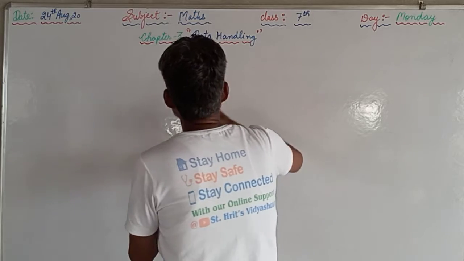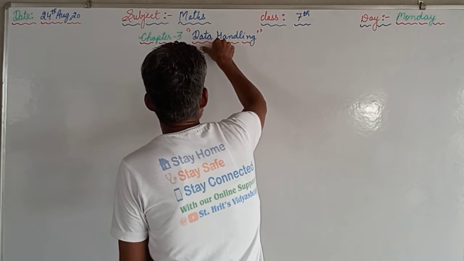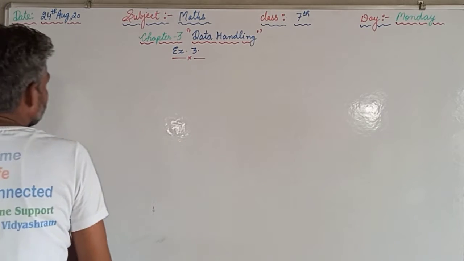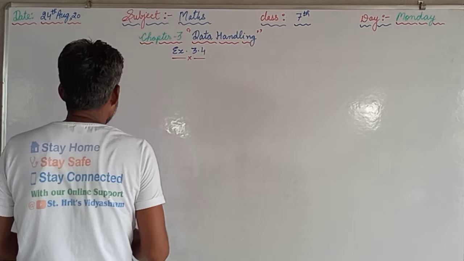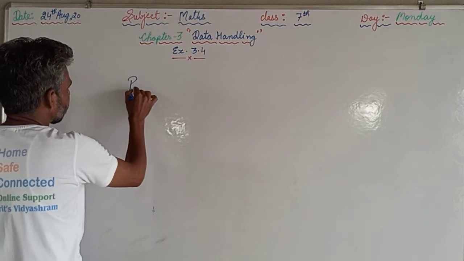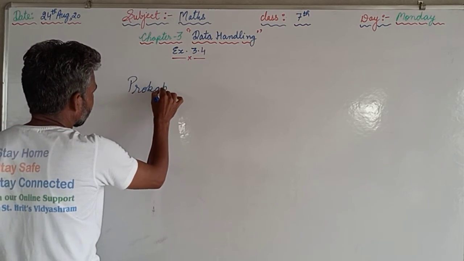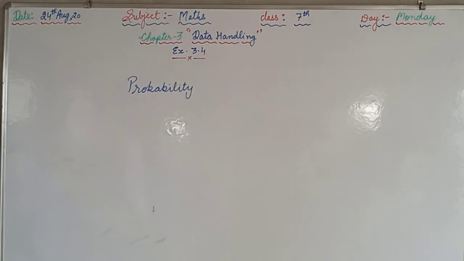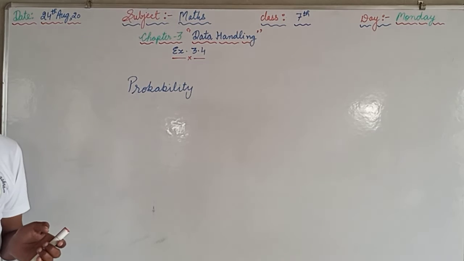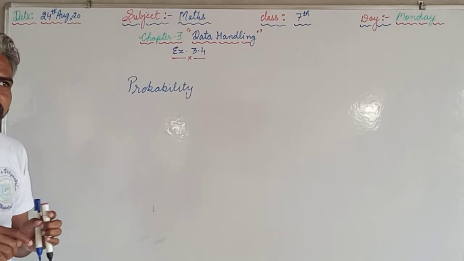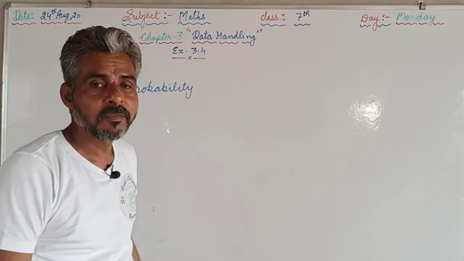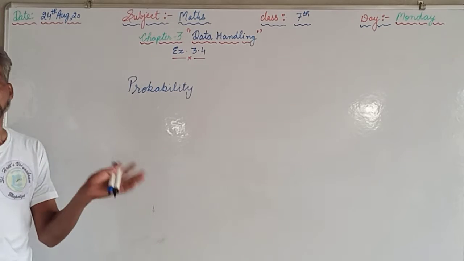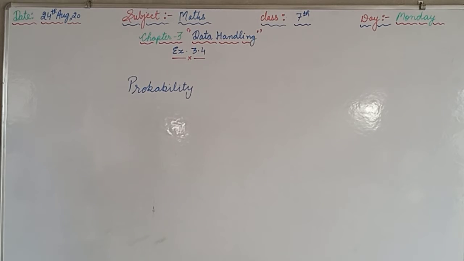Now exercise 3.4. The word is probability. Probability, we can say, is the possibility of an event occurring or the possibility of an event not occurring. ये क्या हो सकता है और नहीं हो सकता है, that is the probability. So we are supposed to discuss some of the questions here.